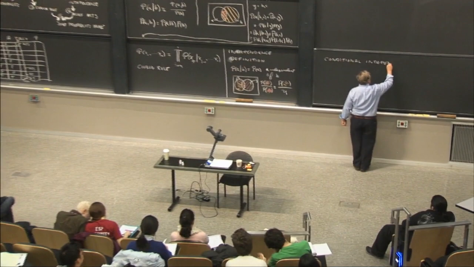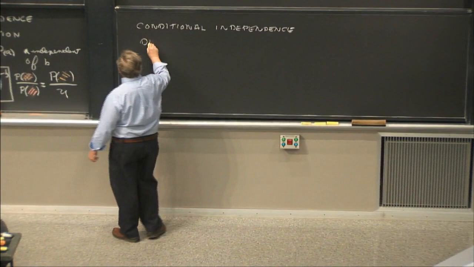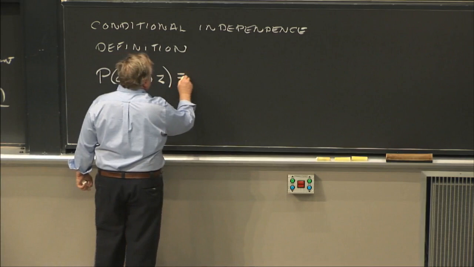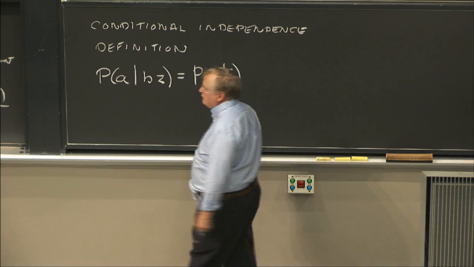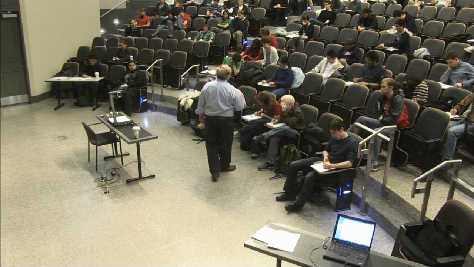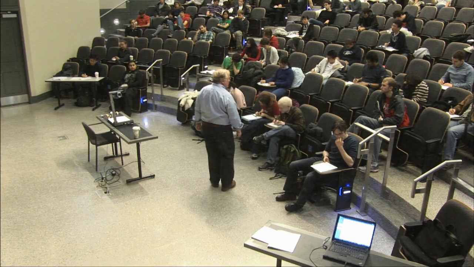And that too can be viewed as a definition. And what we're going to say is that the probability of A given B and Z is equal to the probability of A given Z. What does that mean? That means if you know that we're dealing with Z, then the probability of A doesn't depend on B. B doesn't matter anymore once you're restricted to being in Z. So you can look at that this way.